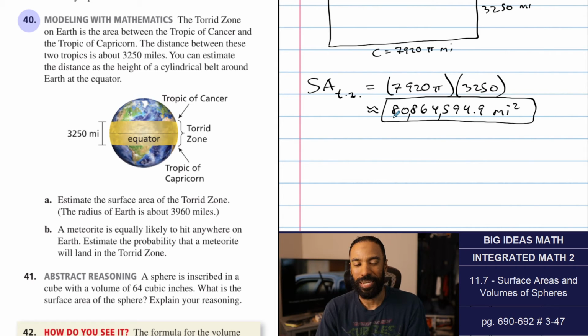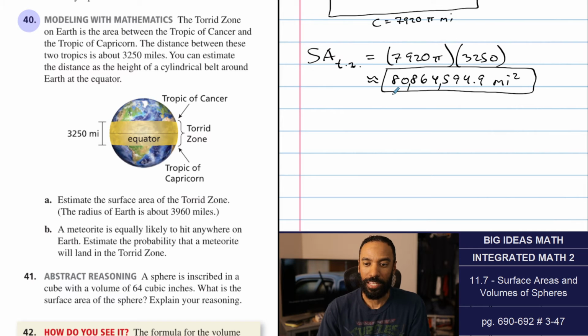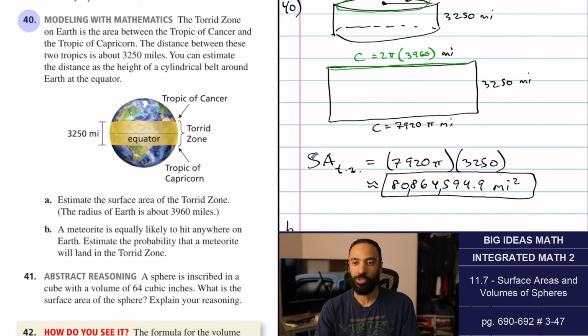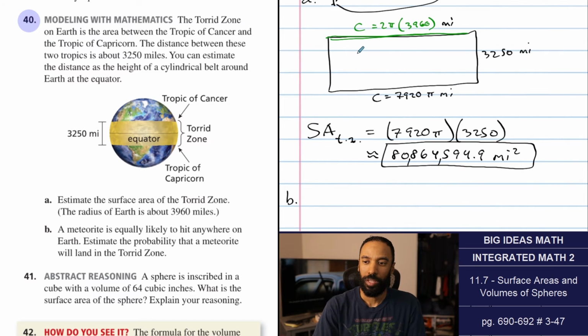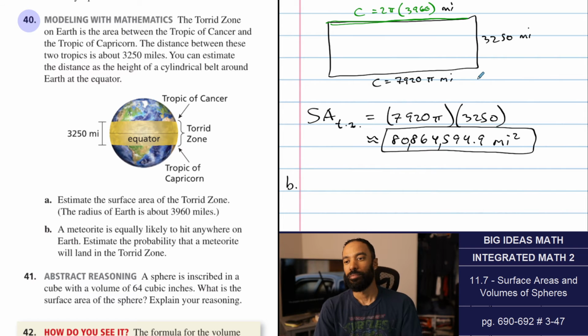It's about 80.9 million miles. And that was part A. That's part of the cylinder's surface area. When you do those things, I know you haven't learned it, but what you do is multiply 2 pi r by the height of the cylinder. We didn't add the two base areas.